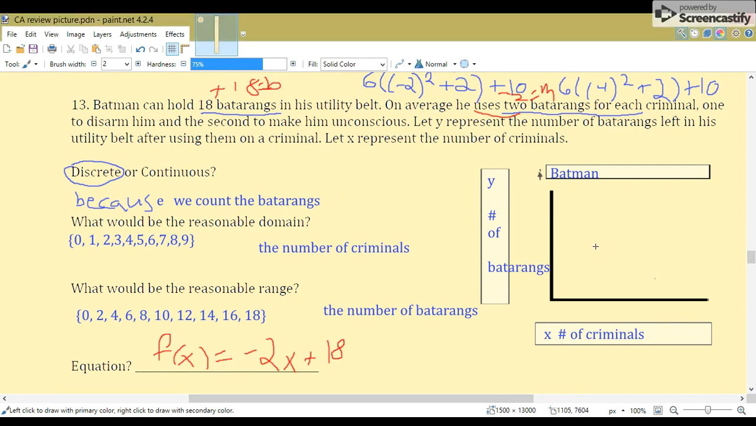Okay, let's move on to another one. Wait, first let's go ahead and sketch a graph. There. So our first point on the end would be 0, 18. And then on the right side, let's have 9, 0.